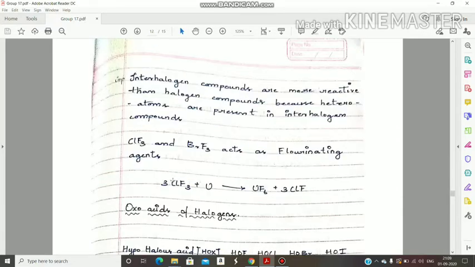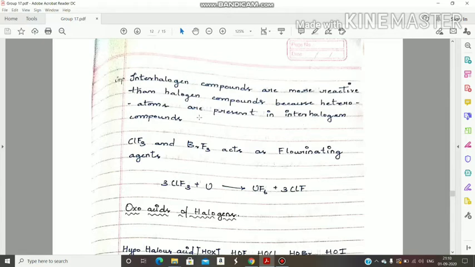Next, interhalogen compounds are more reactive than halogens because heteroatoms are present in interhalogen compounds. This is also an important one mark question. What is the question here? Why are interhalogen compounds more reactive than halogens? That is the question. So the answer for that question is because heteroatoms are present in interhalogen compounds.